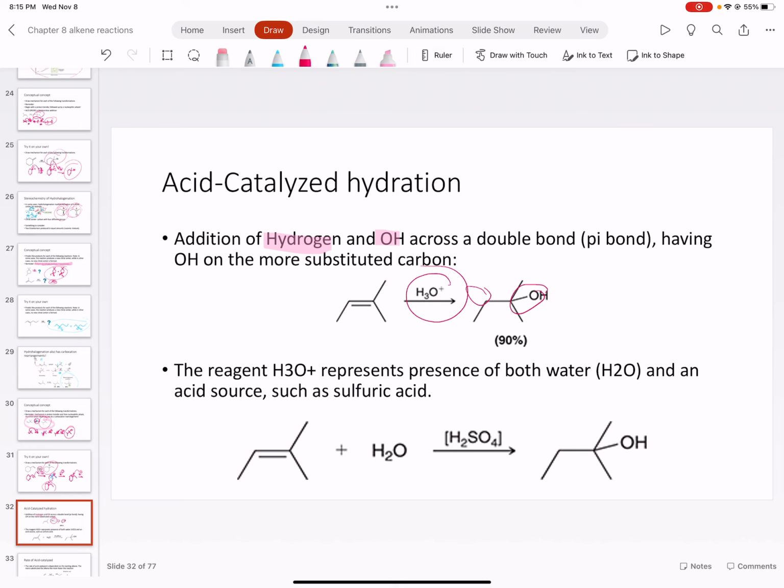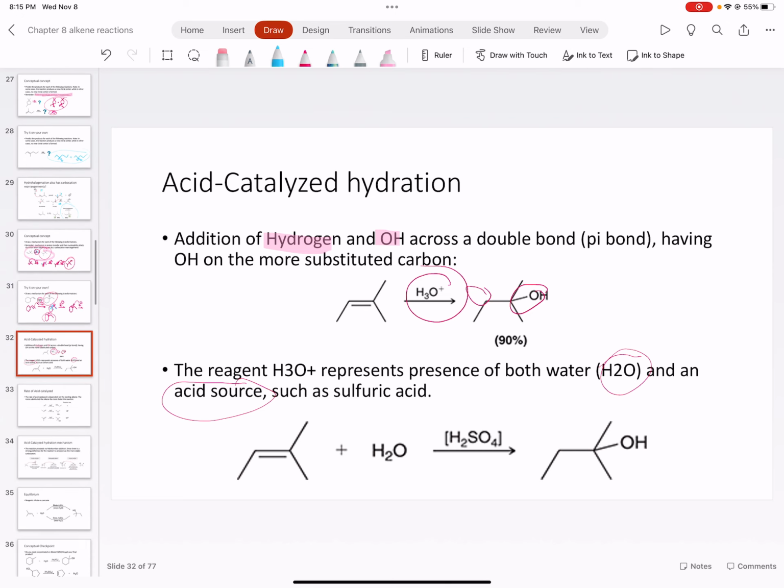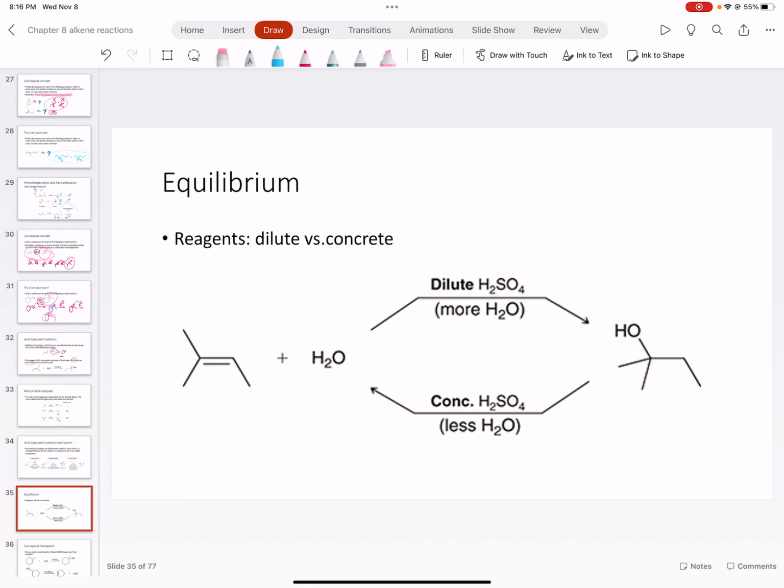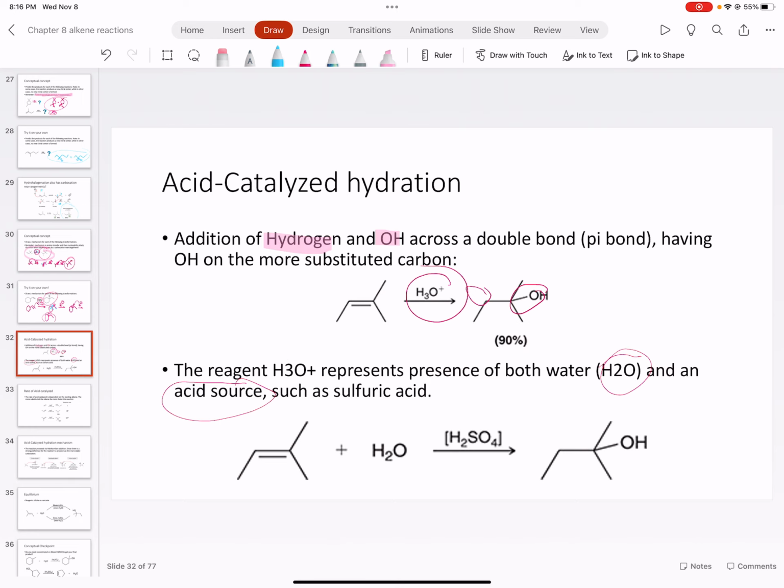So then the reagent H3O plus represents the presence of both H2O and an acid source, such as sulfuric acid. So then that means technically that you can get this reagent, or you can get this one. And so then, for example, you can get an arrow and you can say this, or you can say this, but they will give rise to the same product.